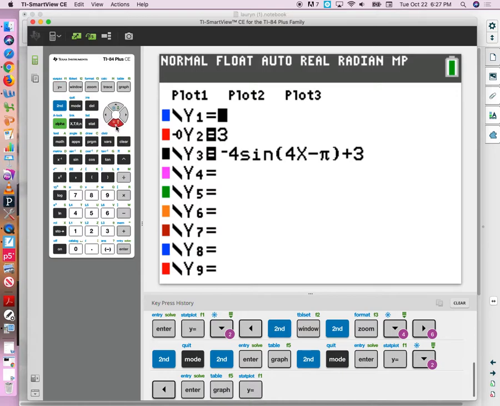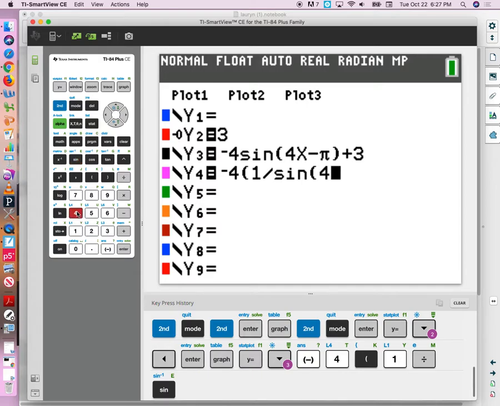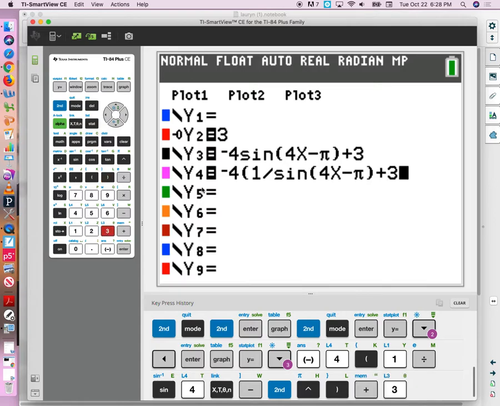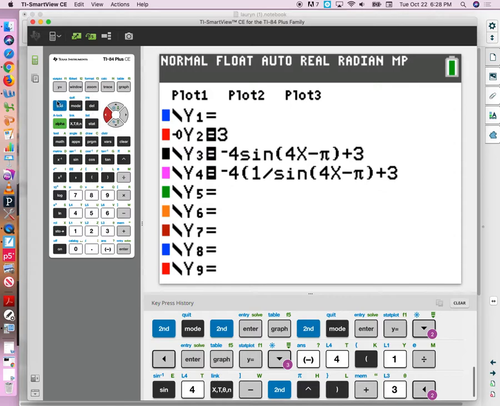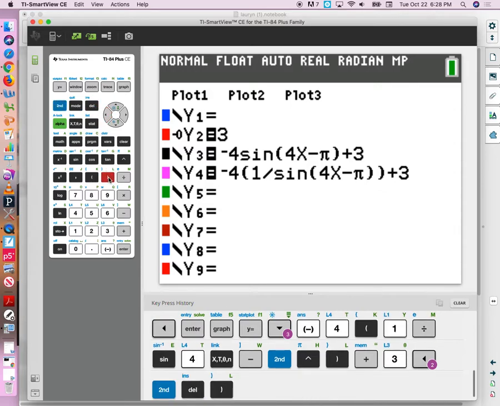What would happen if I wanted to graph cosecant of this same thing? Negative 4 times 1 over sine of 4x minus pi plus 3. Do you see I just took the reciprocal of the other graph? This one is actually cosecant, and so I just said 1 over sine. I need another parentheses. You always got to make sure that you put what you mean inside the parentheses. The plus 3 is off the end. This right here is just my vertical translation. I'll just leave it in there.